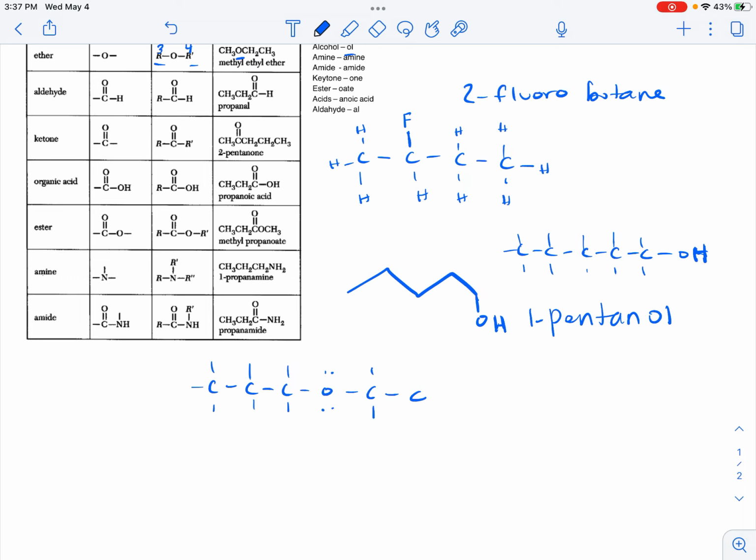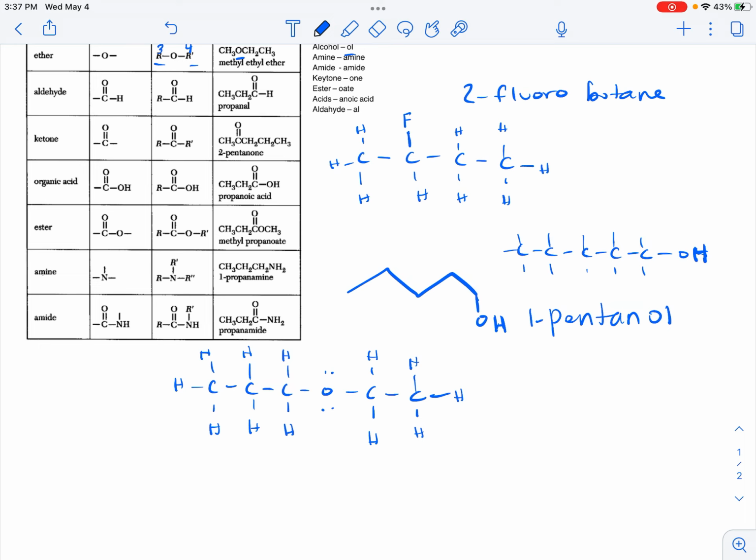Sometimes you'll see the unshared pairs there. You don't have to have them, but sometimes you'll see them. And we're going to slap on all these H's for this ether. Again, identified as an ether because you've got different carbons on each side and you have the O in the middle. So there's my ether.